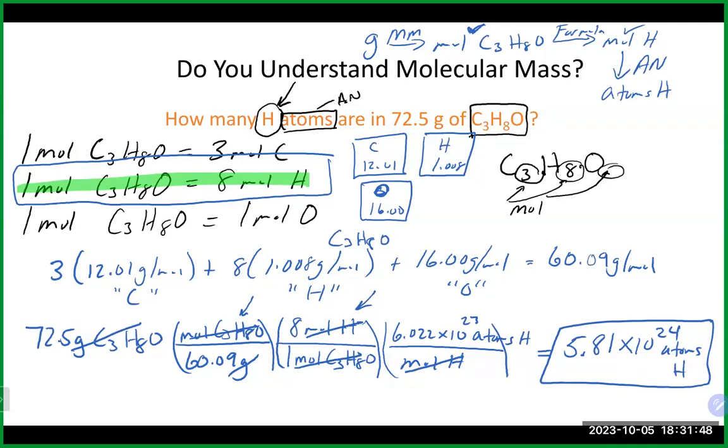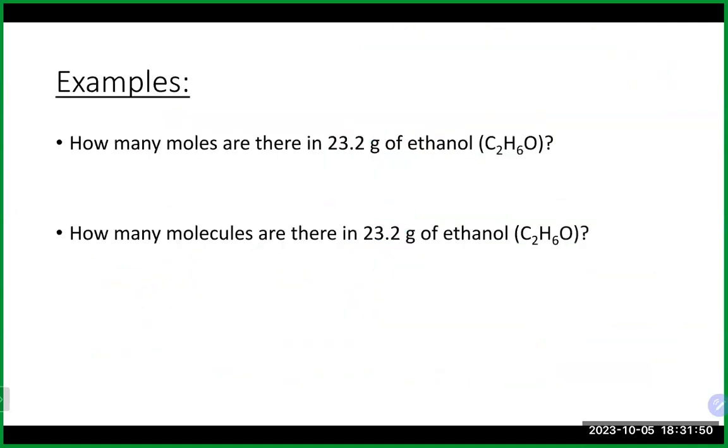All right, so let's try a couple more here. What is the moles and how many molecules are there in 23.2 grams of ethanol? And once again, your periodic table: 12.01 for carbon, 1.008 for hydrogen, and oxygen, 16. All right, so see what you come up for both of those.